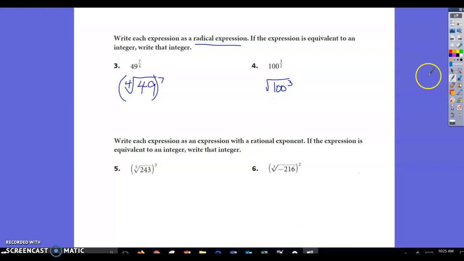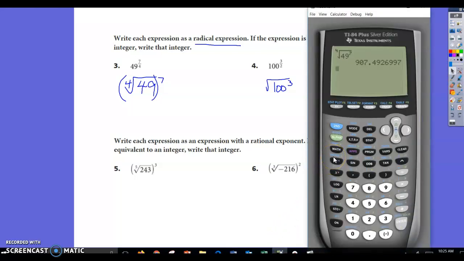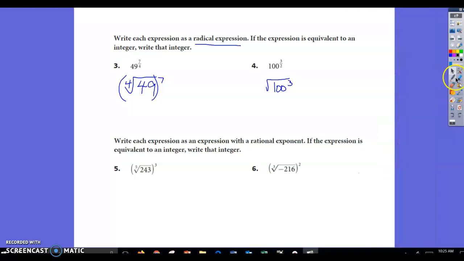And if I check that, let's see if that has an integer. So we're going to do square root, square root's in blue here. Let me see. Square root of 100 raised to the third power. And that's going to give me 1,000. That is an integer, so we would write that as 1,000.